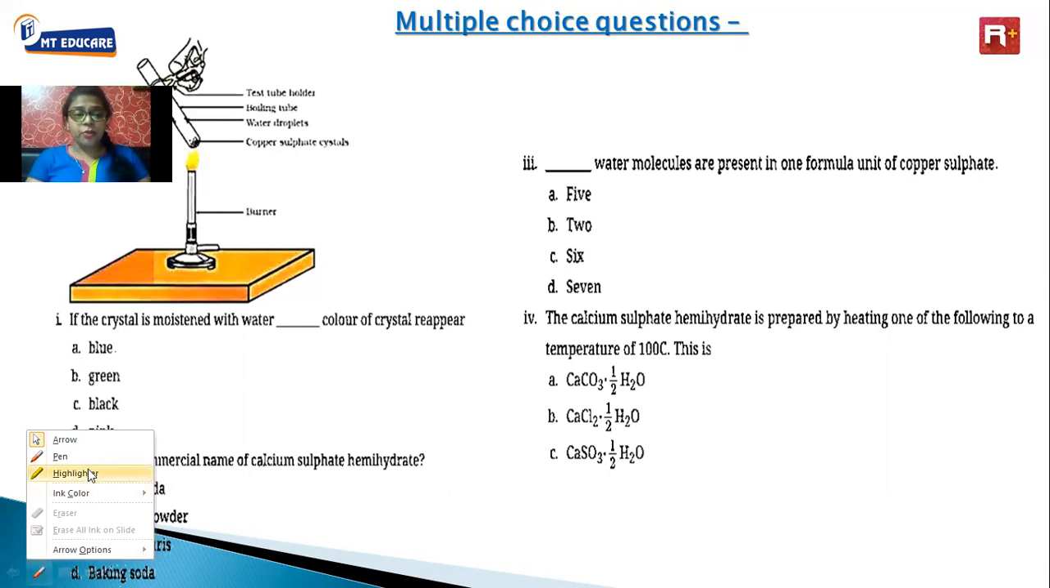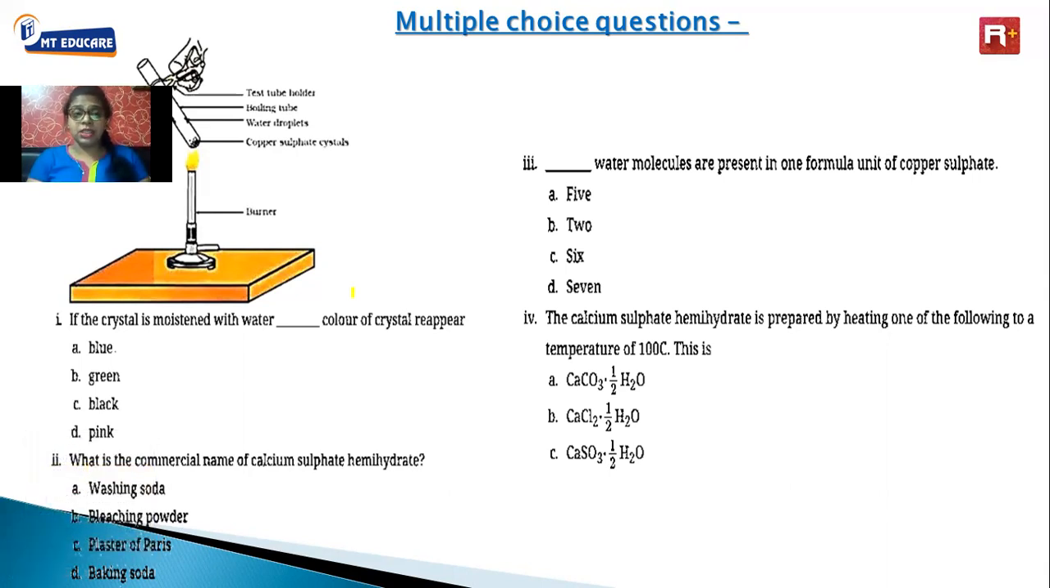So students, before moving ahead with the questions related to these MCQs, I'll tell you this. This is a test tube in which we are heating copper sulfate crystals. Copper sulfate we have studied in earlier classes, in previous years. Copper sulfate is also called blue vitriol. Its crystals are blue in color. We are heating it over here. Let's now observe the questions which are asked.